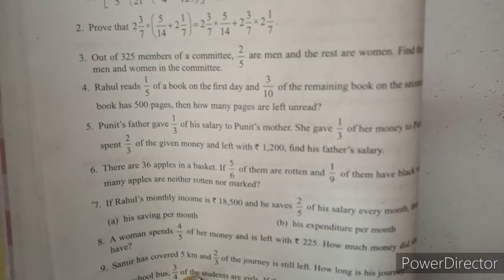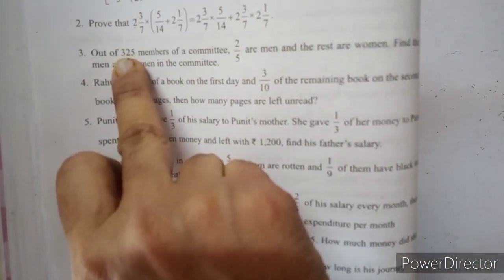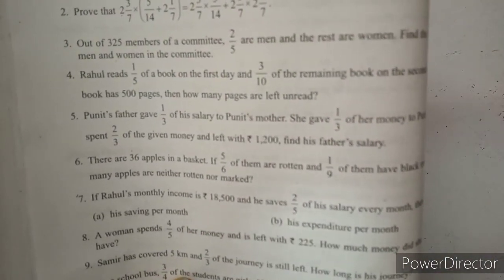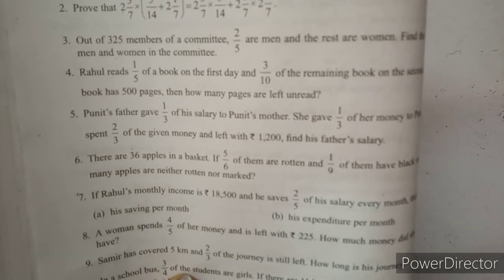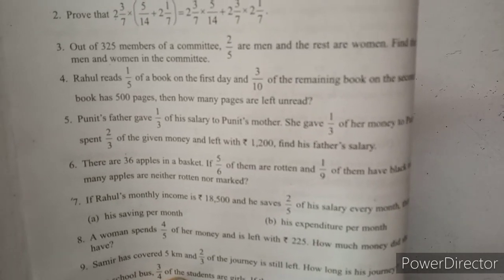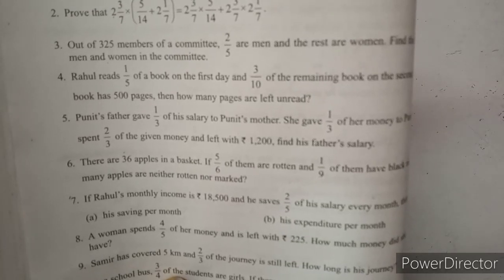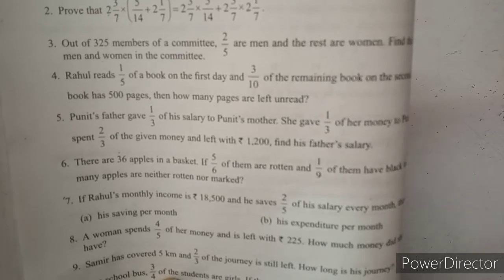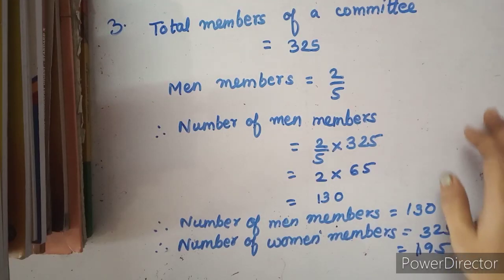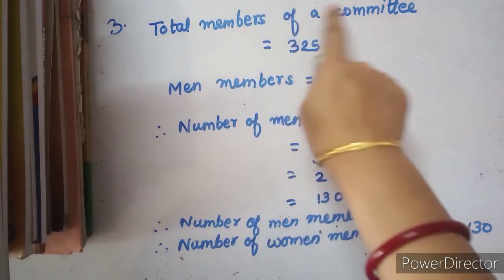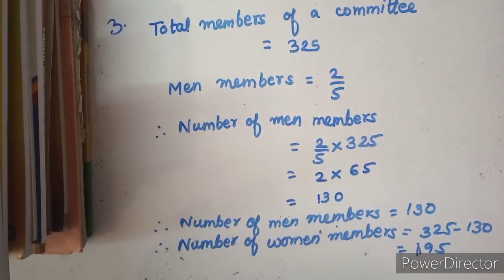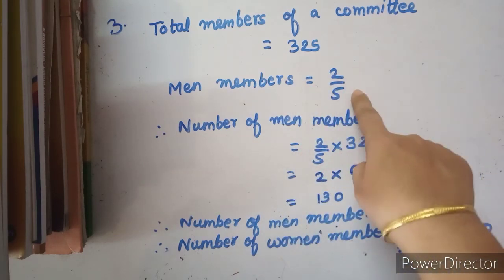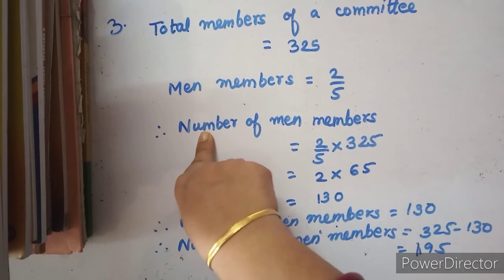तो आप देख पा रहे हैं आपको टोटल नंबर ऑफ मेंबर्स दिए गए हैं, लेकिन आपको जो भी मेन एंड वुमेन का जो भी नंबर्स है दैट इज़ गिवन इन फ्रैक्शनल फॉर्म. सो यू नीड टू जस्ट फाइंड आउट द नंबर्स. ओके, सो लेट अस ट्राई टू राइट द स्टेटमेंट्स. Now see what I have written is total members of a committee you have been given with 325. Now men members you are given with the fractional number, that is 2/5. So you need to find out the number of men members.